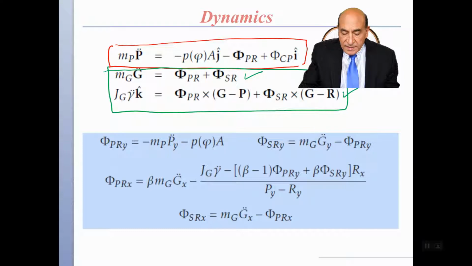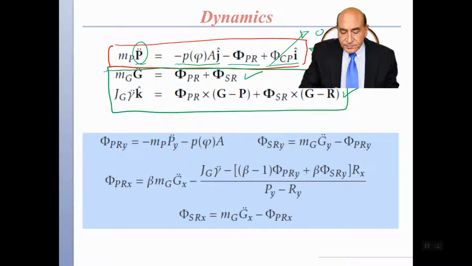So let's look at the piston equation. The piston equation has the mass times its acceleration, P double dot, equal to the sum of the forces. And the forces, we have one force from the pressure times the area in the J direction, and then one force from the piston on the rod, and then another force from the cylinder on the piston, and that's in the I direction. For practical purposes, this force is very small and will be ignored for the analysis.